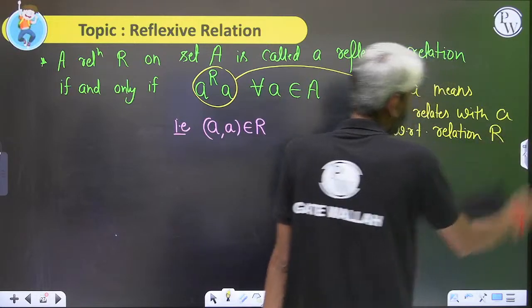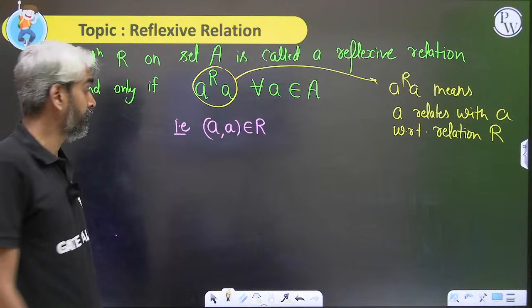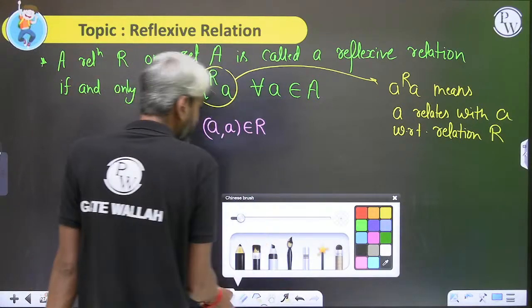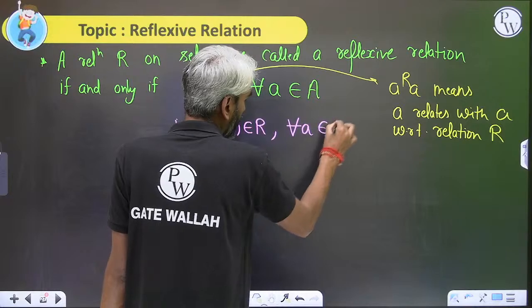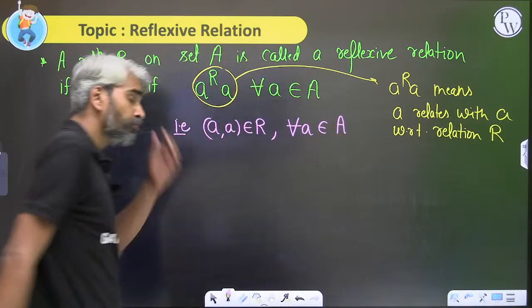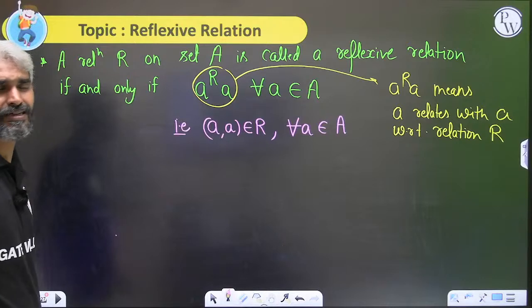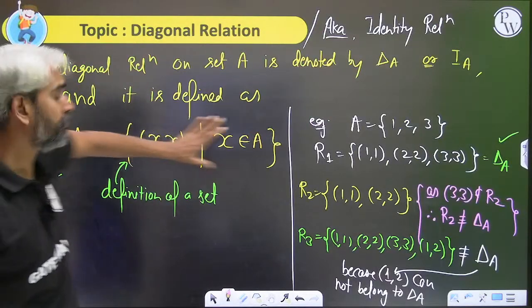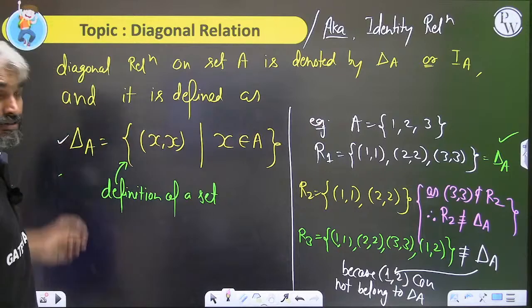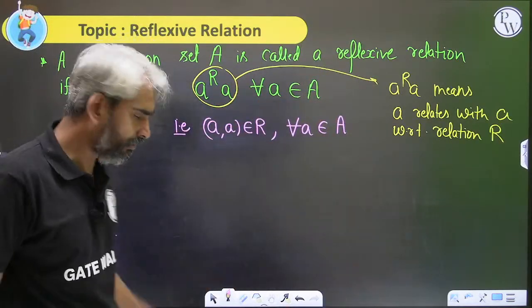With respect to relation R, that means A comma A should be present in relation R for all the elements A belonging to set A. So, sir, what is the difference? Don't you think that this looks exactly the same as a diagonal relation? Sir, in diagonal relation, it is the definition of the set, whereas this is the constraint on the relation.